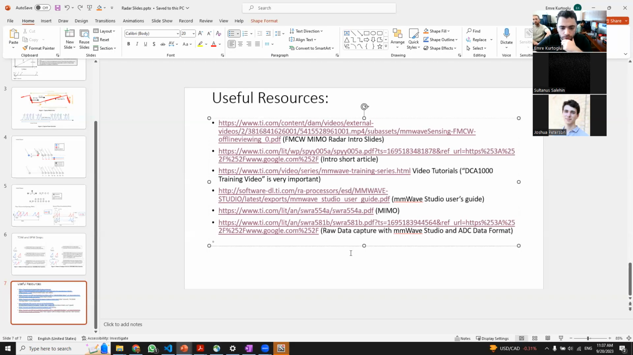And this is all about the conceptual things. Now I'll go into the demo, but the meeting is going to end in a minute. So I'll stop sharing the screen and end the meeting, and I'll send you a new meeting link to show you the data recording with MMWave Studio.